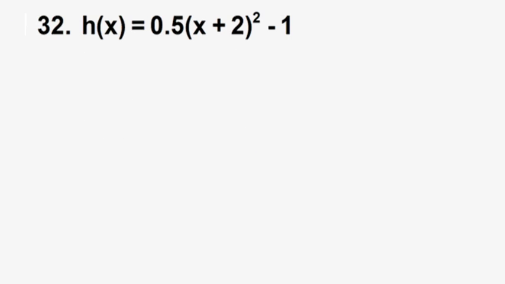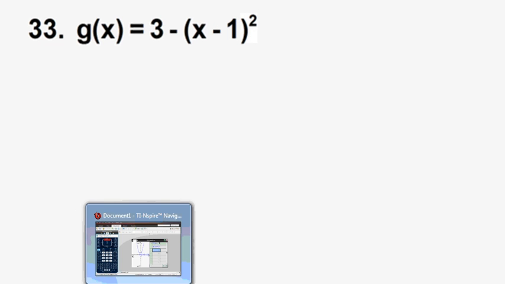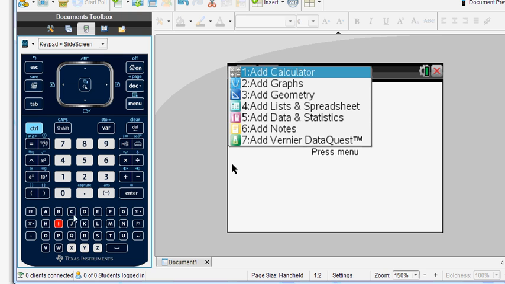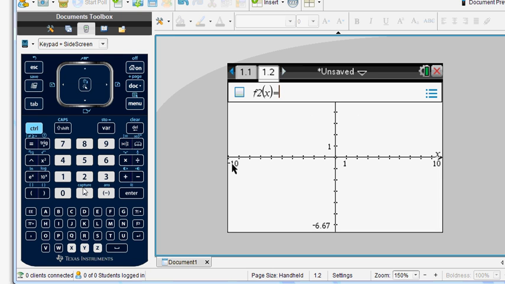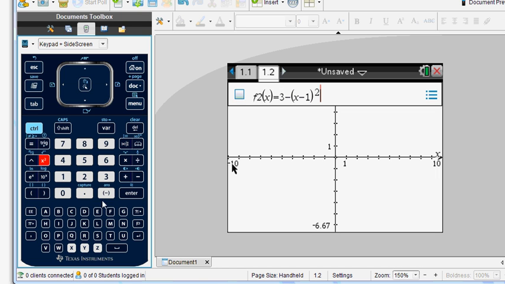Next odd number problem, 33. Let's graph this function. Control I, and add graph. So we put in 3 minus quantity, parentheses, x minus 1, and squared on the outside. That looks good. Go ahead and graph the function.